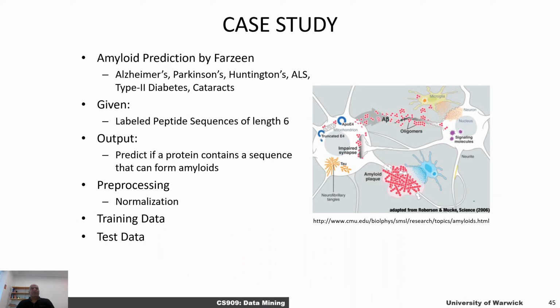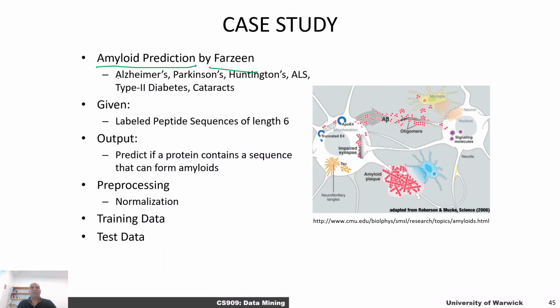What I'm going to do next is to talk about a case study by one of my students. Her name was Farzine. She worked on predicting whether a particular protein sequence can form amyloids or not. Proteins are molecules in your body that actually do almost everything in your body. If you've heard of insulin, that's a small protein that helps you regulate blood sugar and so on.